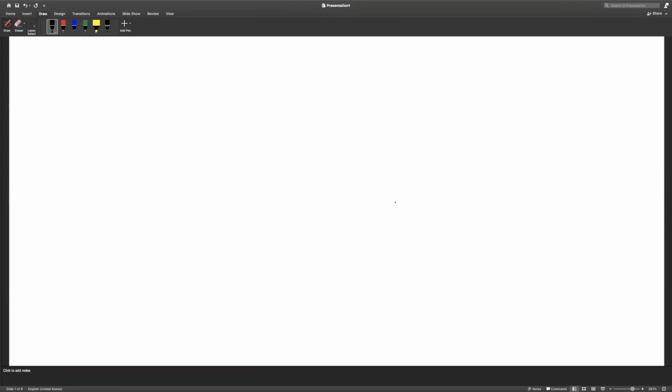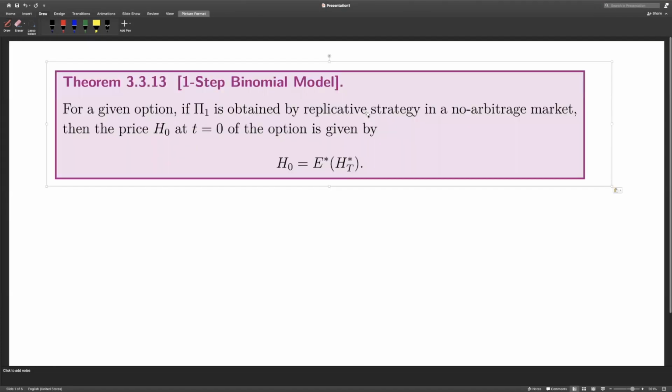In the last class, we constructed a replicative strategy and suggested that the option price can be taken as the initial investment into the replicative strategy. In this lecture, we will prove that the option price that we suggested in the last class will hold in a no arbitrage market. More precisely, let us try to prove the following theorem.